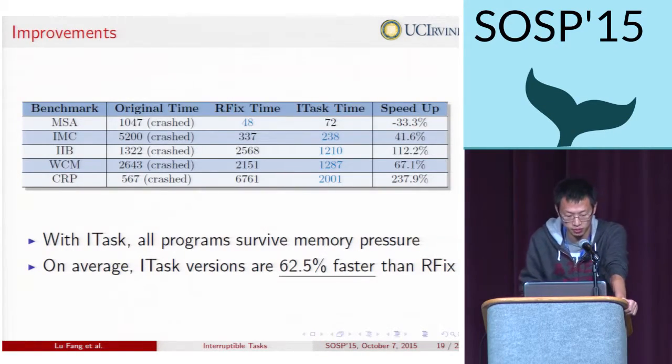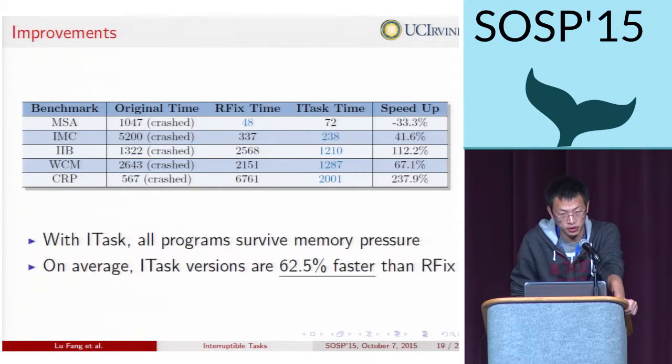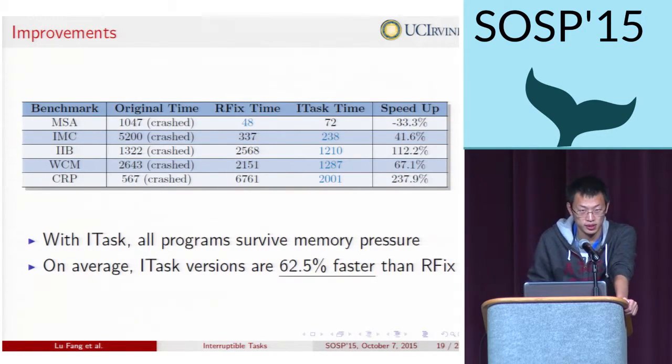Here, in this table, from the second column, we can see that all of the original programs suffer from memory pressure and crash because of an out-of-memory error. Although both rfix and itask can help the program survive memory pressure, itask can provide better performance. On average, itask versions are about 62% faster than the solutions recommended on the website.